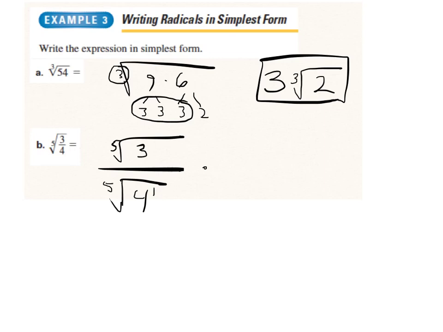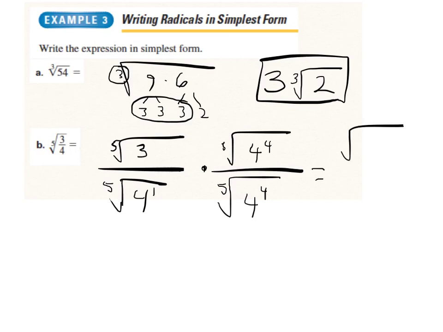So what I need to do is multiply both sides by the fifth root of some number here that's going to make this 4 come out evenly. So what I need is 4 4s. So I know I have to have 4 to the 4th, because when I multiply 4 to the 4th times 4 to the 1st, I'll end up with 4 to the 5th. So we have 4 to the 4th here.